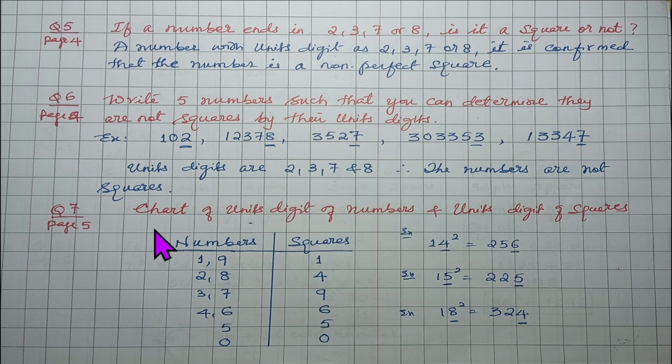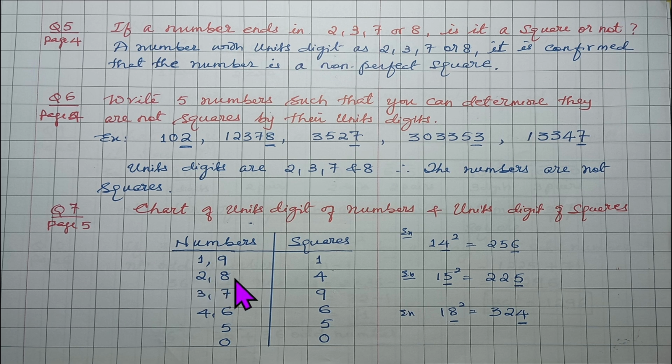Remember that. Now coming to question number 7, page number 5. Chart of the unit digit of numbers and the unit digit of squares. Now what does this mean? So let us say we have numbers ending in the units digit 1 or 9, then the squares will have the digit 1 in the units place.